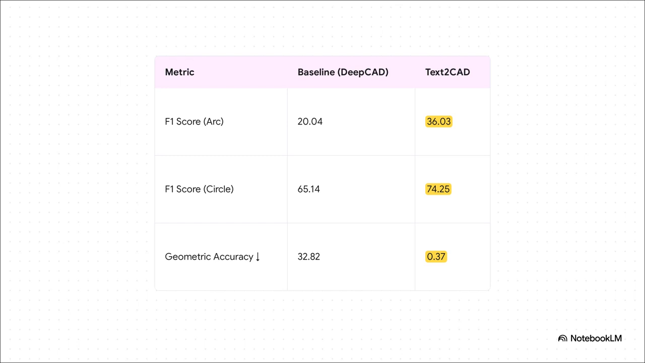But being reliable doesn't mean much if you're not also precise. And here, Text2CAD just knocks it out of the park, creating the right shapes way more accurately than the baseline. But look at that last row, the geometric accuracy. Its error rate plummets from over 32 all the way down to just 0.37. It's not just making valid models, it's making vastly more precise ones.